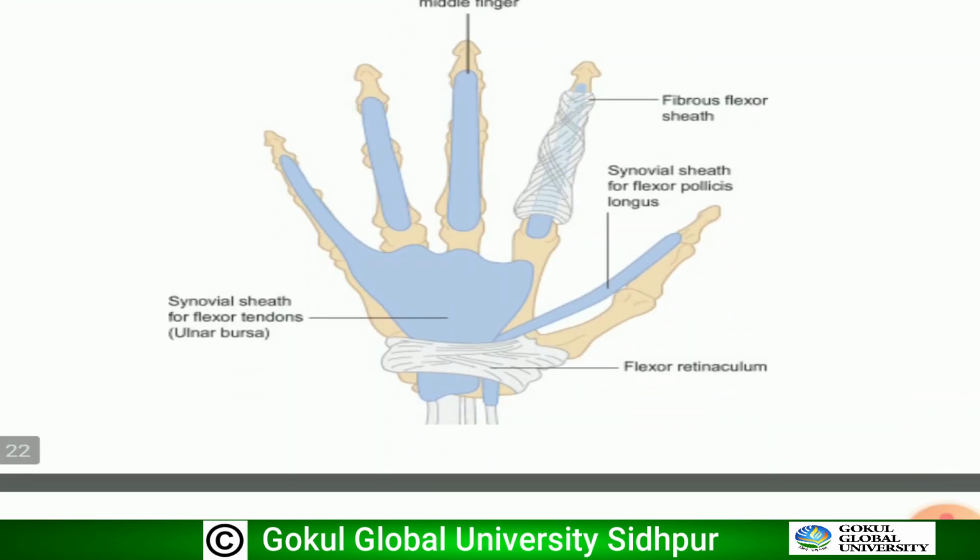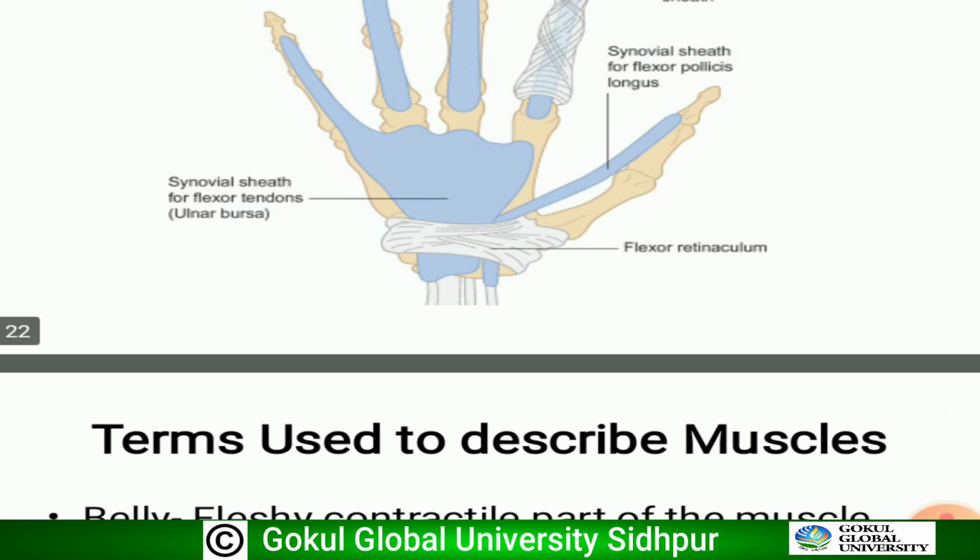Here we can see the fibrous flexor sheath, a thickening derived from deep fascia, whereas flexor retinaculum is a thickening of deep fascia which retains the tendons of the muscles. Flexor retinaculum.